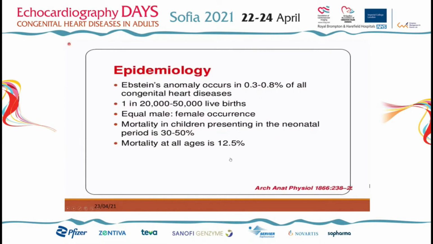As for epidemiology, Ebstein anomaly occurs in less than 1% of all congenital heart disease and in around 1 in 20,000 to 50,000 live births. It occurs equally in males and females, and mortality in children presenting in the neonatal period is around 30 to 50%. Mortality across all ages is around 12%.